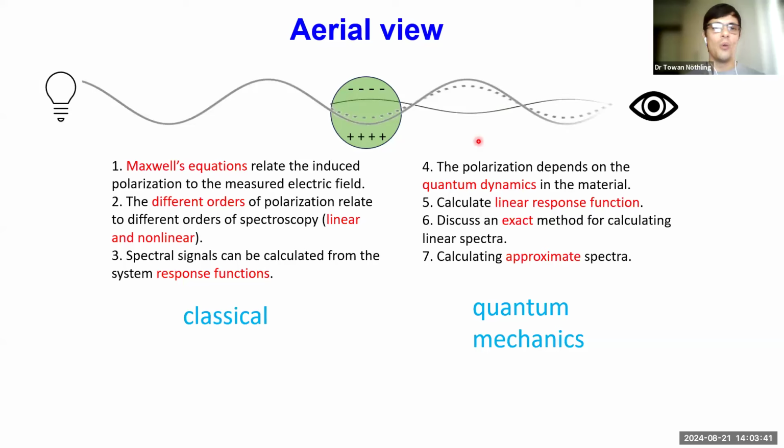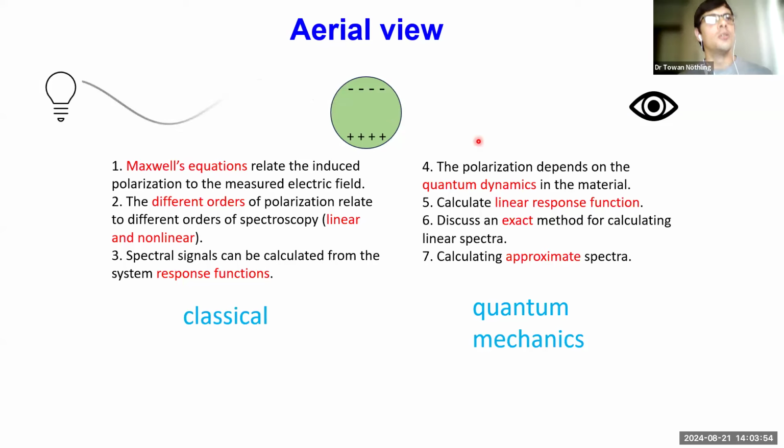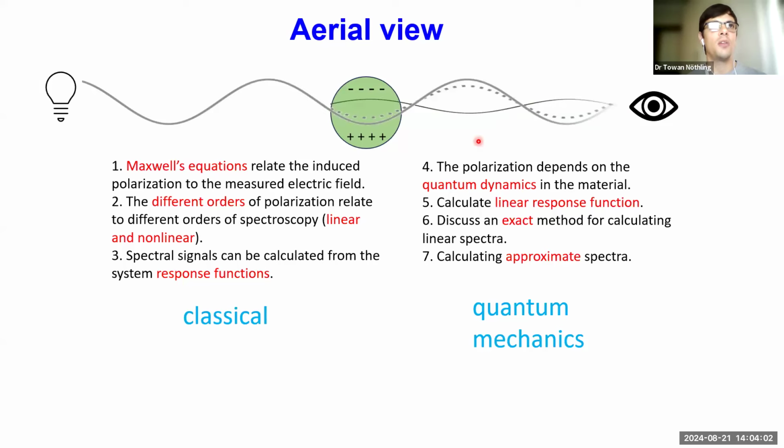Okay, to give you a one-minute summary of what we are going to discuss, first we're going to look at Maxwell's equations and how they relate the induced polarization in the sample to the measured electric field. We are going to look at the different orders of polarization and relate them to different orders of spectroscopy. So linear spectroscopy relates to the first order polarization, and nonlinear spectroscopy relates to the nonlinear orders of polarization. We're also going to look at spectral signals and how they can be calculated from the system response functions.